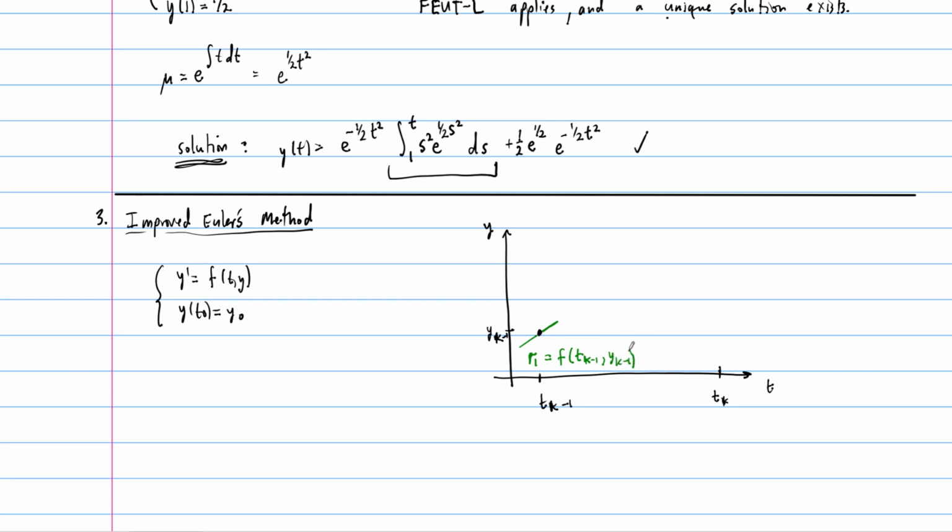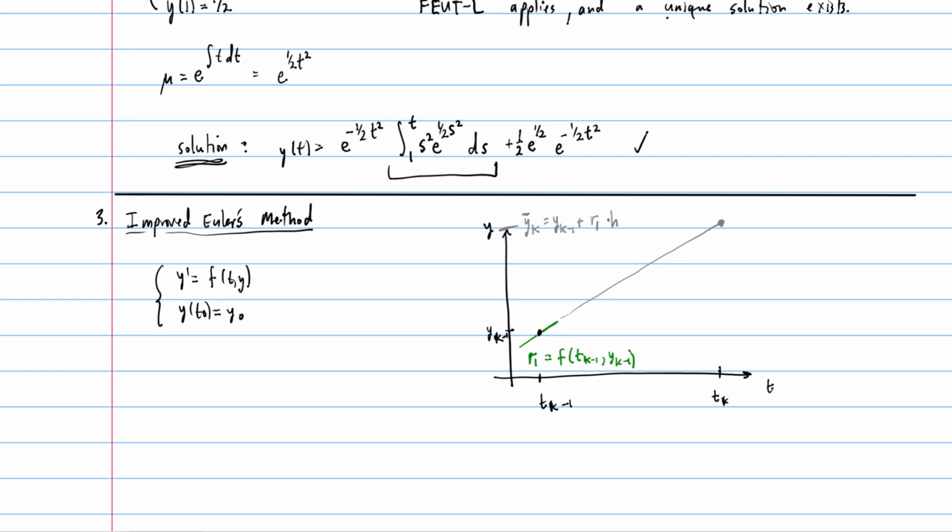Then what we'll do is follow this line over to sit directly above t_k. That's one full step, which is our step size h. And at this point, now we have a y value, up here somewhere. We can call this y hat k. And this is going to be y_(k minus 1), which is what we get from our Euler's method, plus r1 times h in this picture.